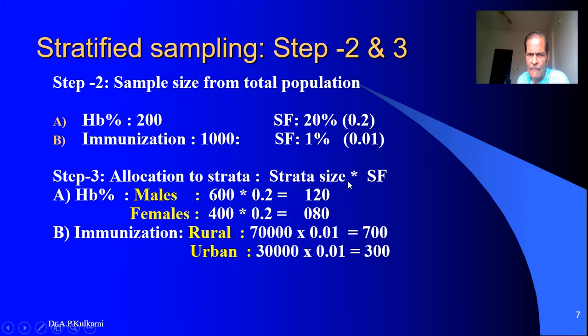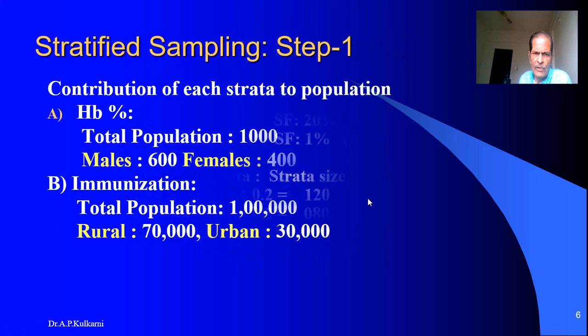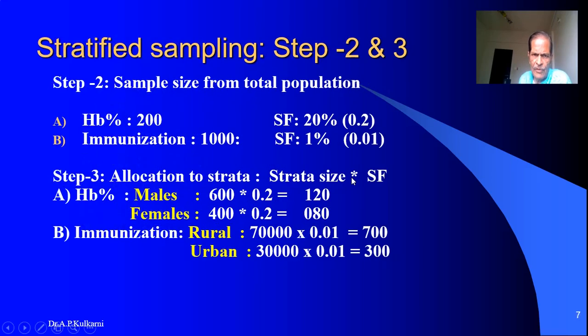Now you can see here that in this sample of 200, 120 is the number of males, which is 60%. And the number of females is 80, so the percentage of females in the sample is 40%. So the percentage of the males and the females in the sample is therefore equal to the percentage of the males and females in the entire population.